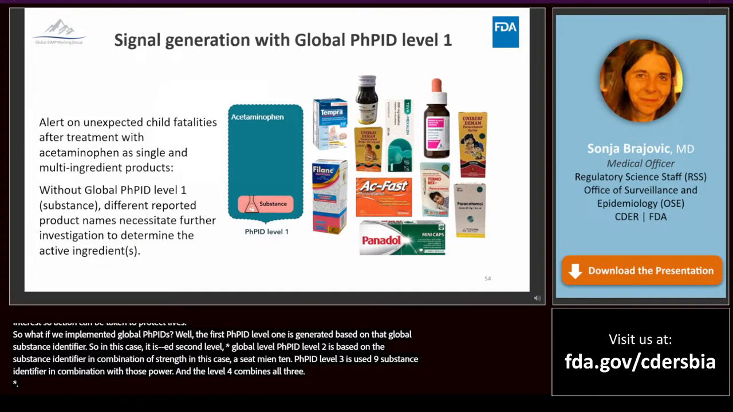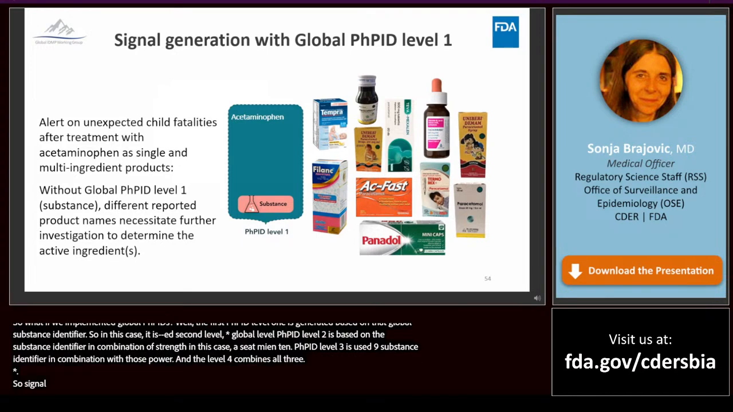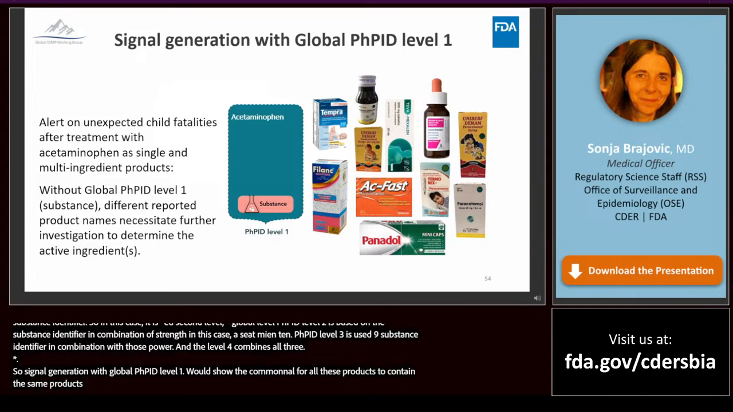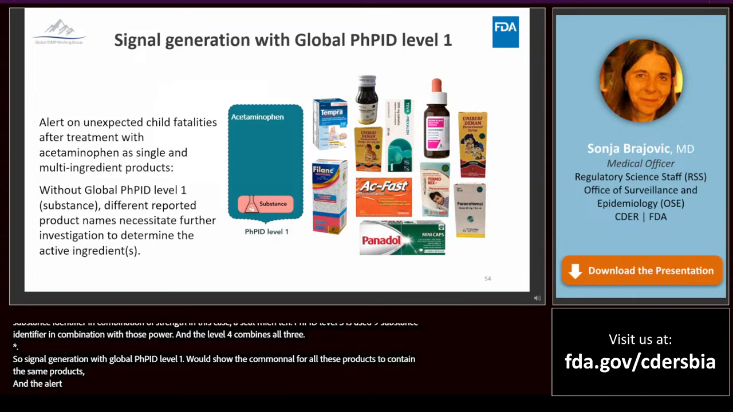So signal generation with global PHPID level 1 would show the commonality for all of these products to contain the same substance, acetaminophen. And the alert for many of these unexpected child fatalities was after treatment with acetaminophen, either as a single or a multi-ingredient product.